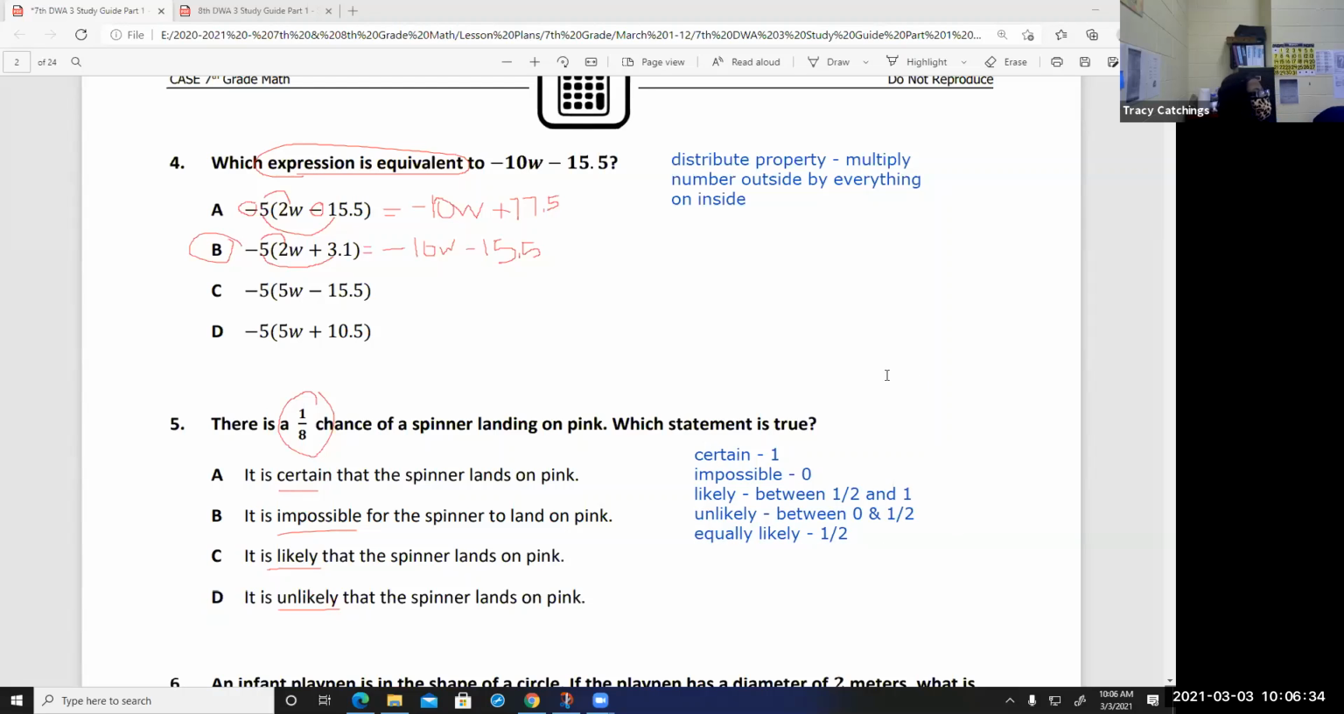5 keywords we talked about with probability that we use to describe probability. If you don't know those 5, definitely get them down. All right, so then I need to look at 1/8 and I need to ask myself, what category would it fall between? If I'm confused, write it as a decimal.